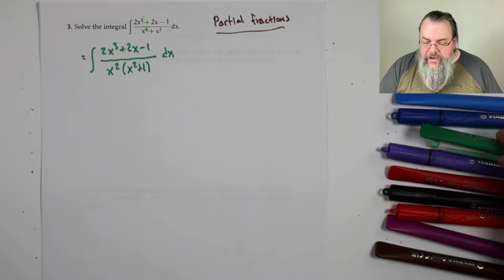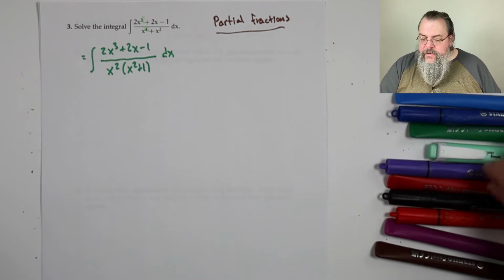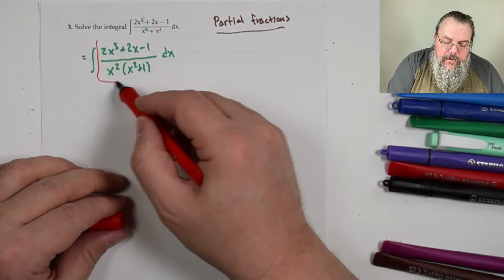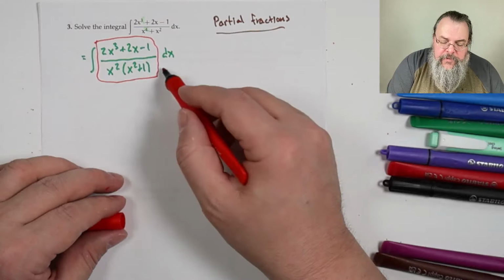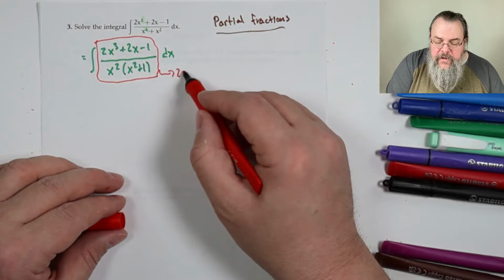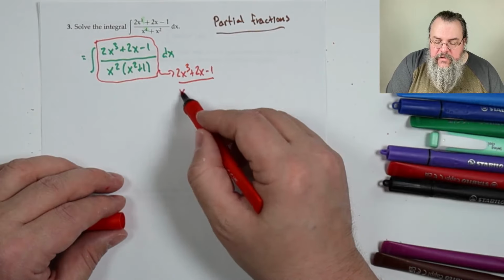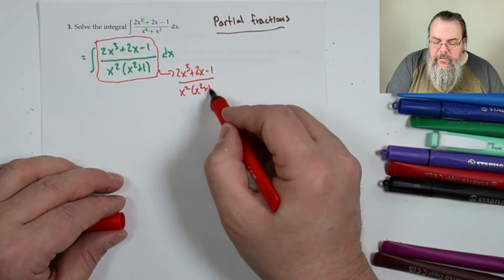Cool. Okay, so we're going to now do some work. In fact, we really should pull this to the side. And I should have started pulling it to the side earlier. Well, let's pull it to the side. So we have this 2x cubed plus 2x minus 1 over x squared times x squared plus 1.